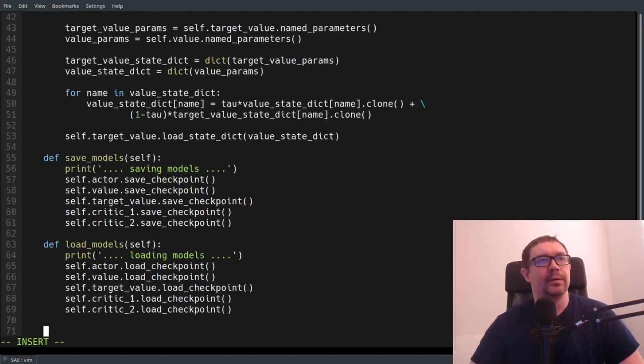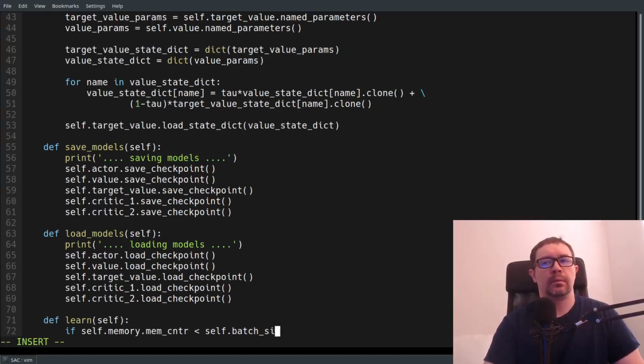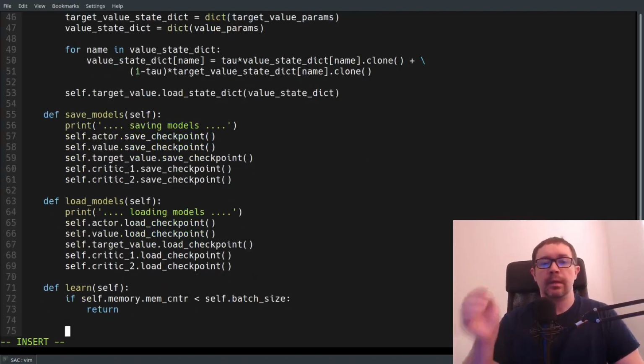Okay, now, so the simple stuff is over, and now we have to worry about the actual learning functionality of our agent, and that is the heart of the problem. So the first thing we want to do is see if we have filled up at least batch size of our memory, and if not, we're not going to bother learning. We're just going to go back to the main loop of the program. And if we have filled up our batch size, we're ready to go ahead and start learning.